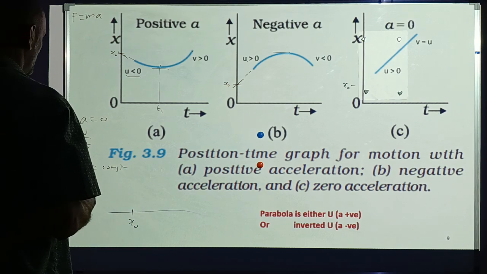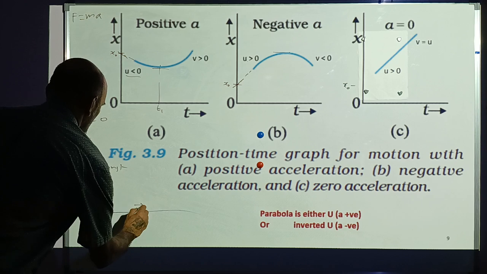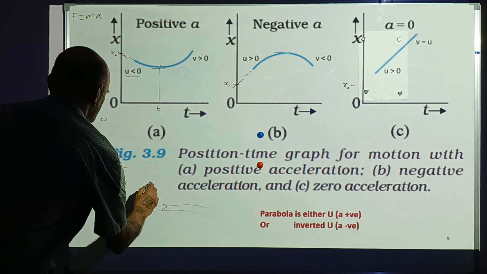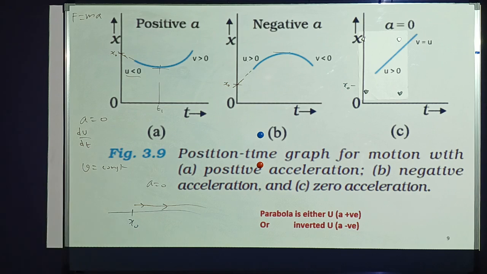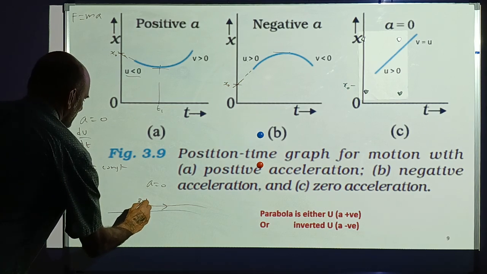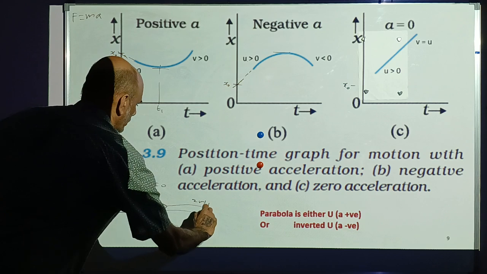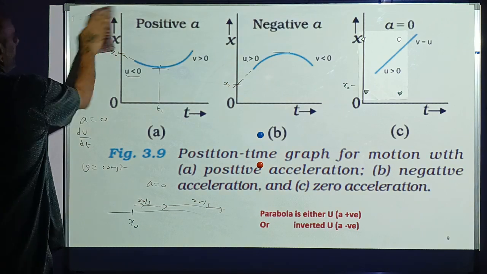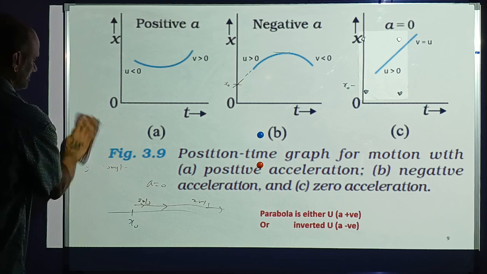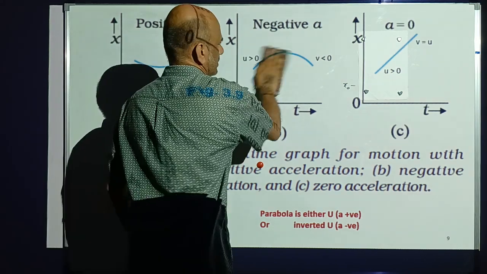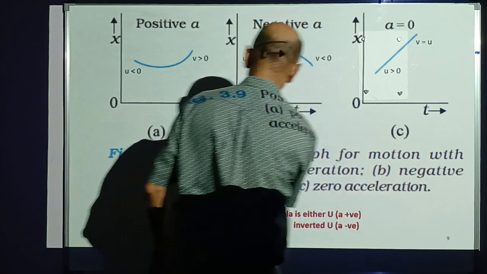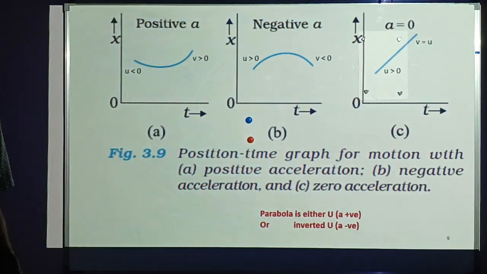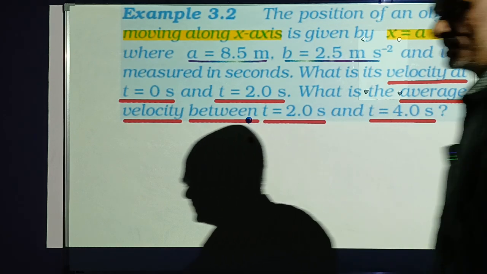Initial velocity is positive, so we'll move towards right. It'll keep going on. Acceleration is 0, so there's no force. So what is the velocity? We'll move with the same velocity. Suppose the velocity here is 2 meters per second. It's always 2 meters per second. It'll keep moving on towards right. So these are 3 examples of motions. Let me solve this problem.